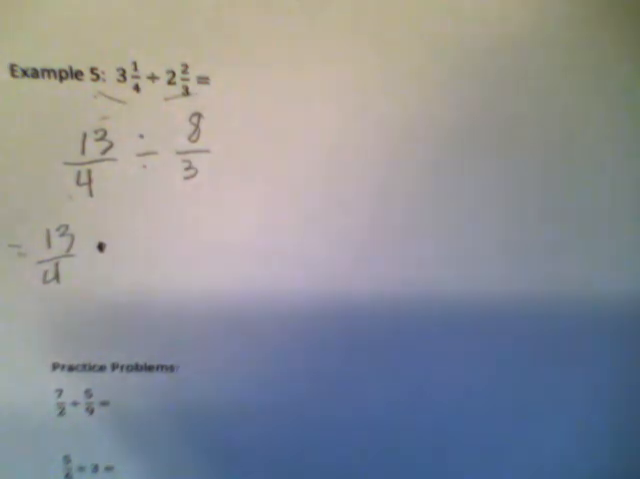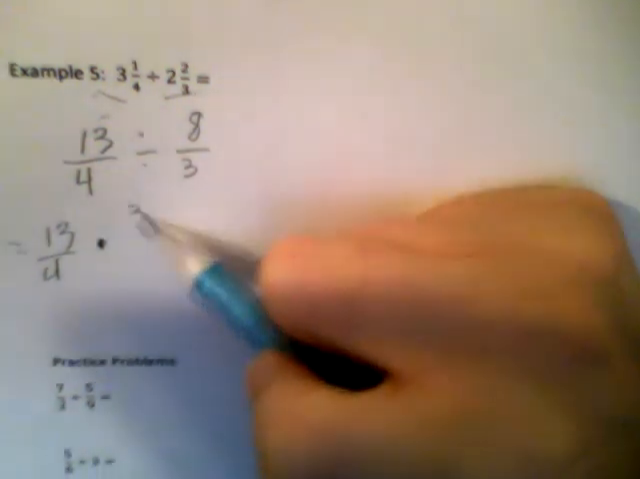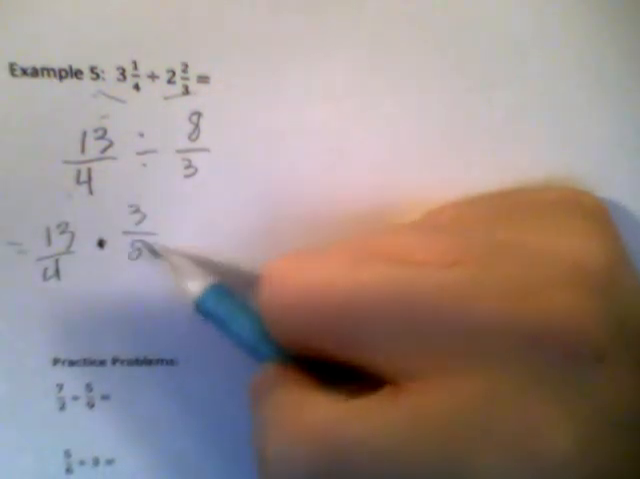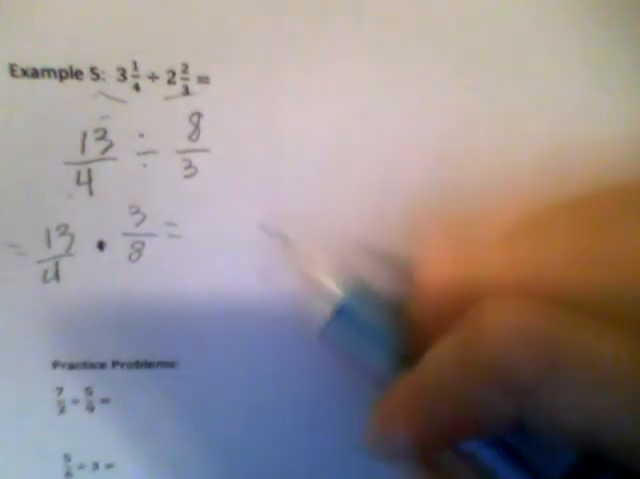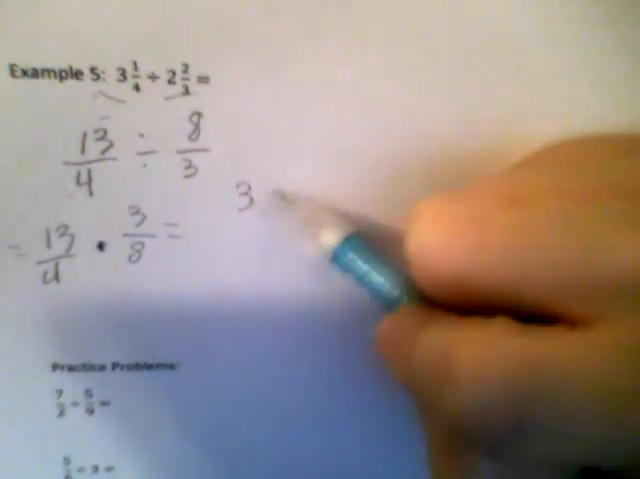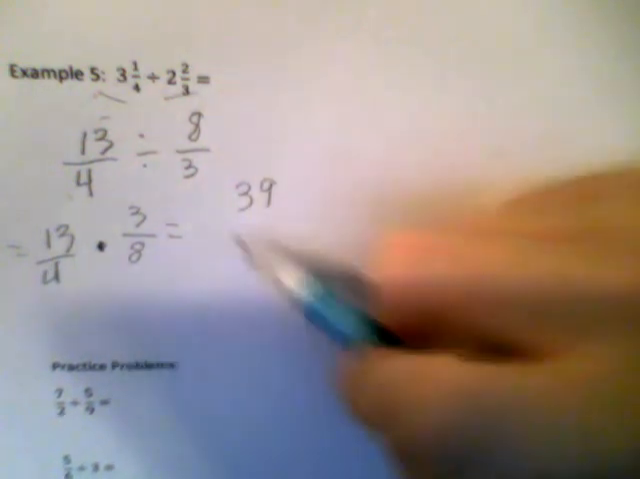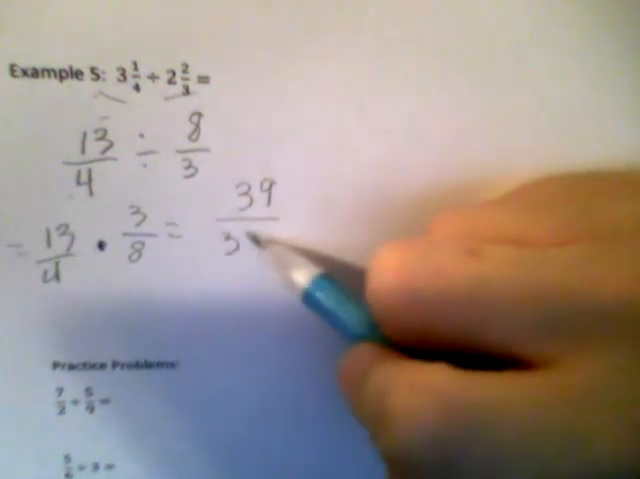I make my division symbol a multiplication symbol, and then I flip the second fraction. So it's going to be 13 over 4 times 3 over 8. I just flipped the 8 over 3 upside down. Now I just have to multiply my numerators and denominators. 13 times 3 is 39. 4 times 8 is just 32. So my answer is 39 over 32.